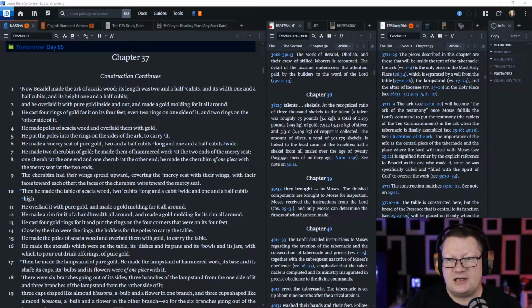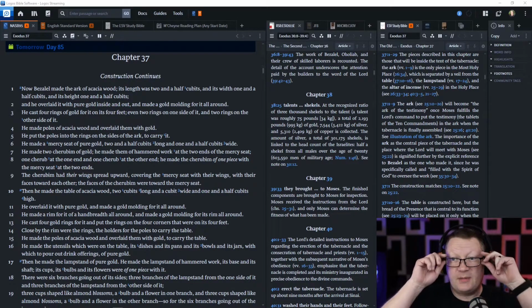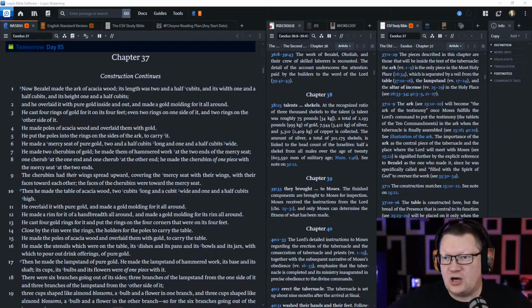He made a mercy seat of pure gold, 2.5 cubits long and 1.5 cubits wide. He made 2 cherubim of gold. He made them of hammered work at the 2 ends of the mercy seat, 1 cherub at the one end and 1 cherub at the other end. He made the cherubim of 1 piece with the mercy seat at the 2 ends. The cherubim had their wings spread upward, covering the mercy seat with their wings. With their faces, they faced each other. The faces of the cherubim were toward the mercy seat.